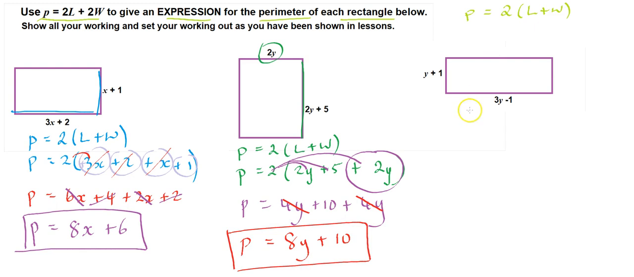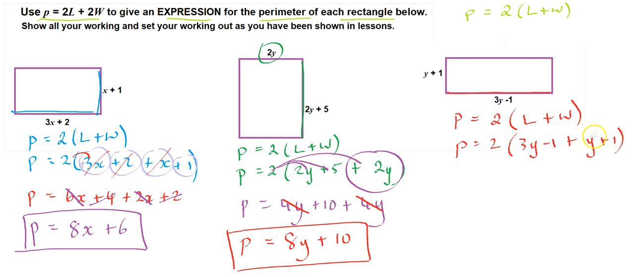For the last one here, we have perimeter equals 2 times (length plus width). So let's plug in what we know into 2 of these: 3y minus 1 plus whatever the width is, which is y plus 1. And let's multiply out of these brackets.